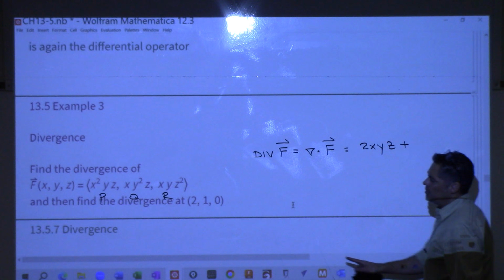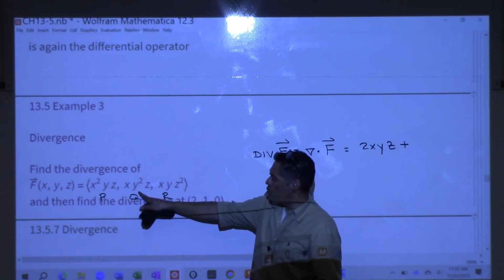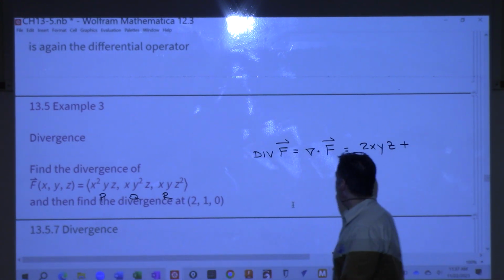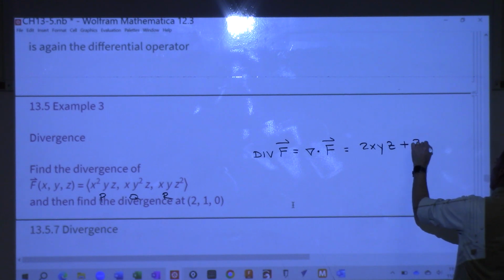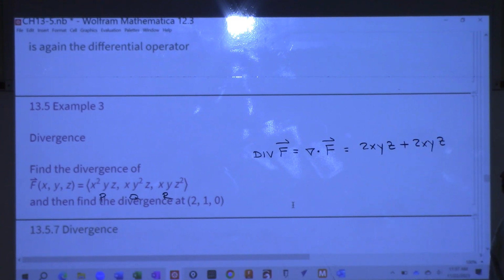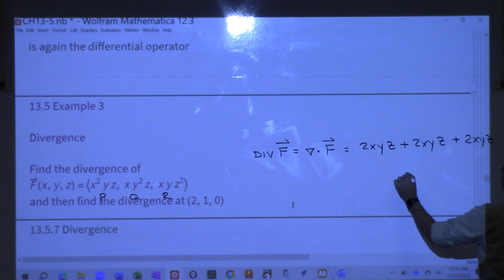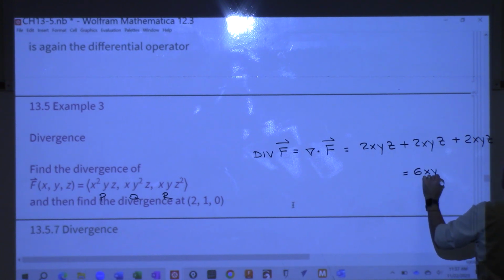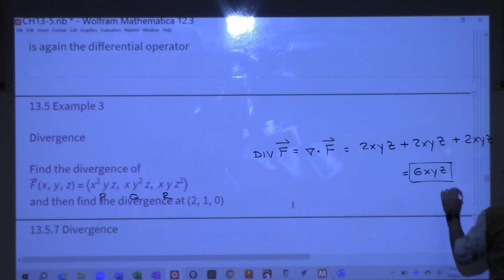Plus, now we do the partial of this with respect to y, right? 2xyz, sorry. 2xyz. Plus, last one, 2xyz again. And that's just 6xyz. That's it. Isn't that a little easier to compute than curl? A lot easier?